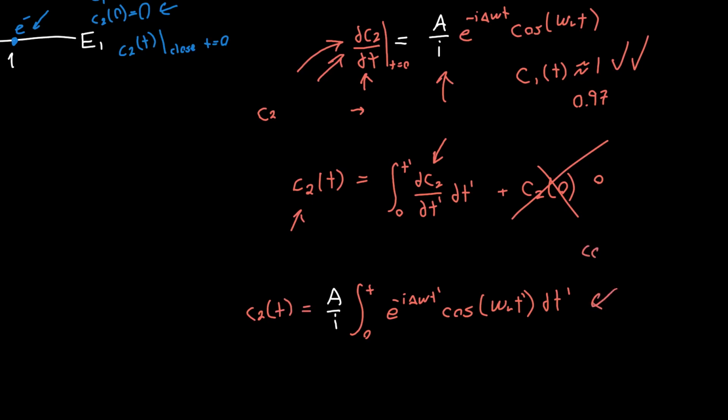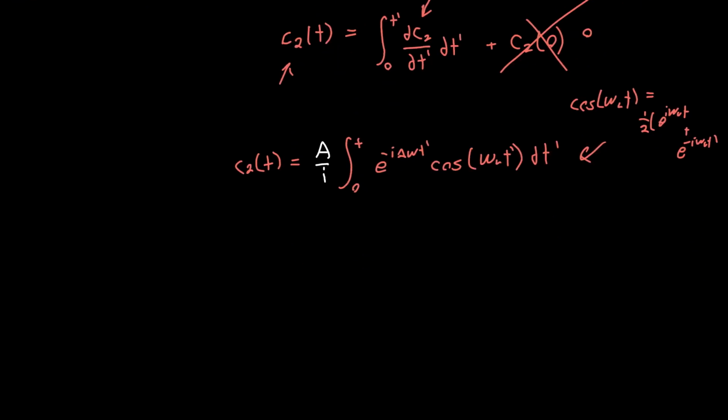And so you can actually do this integral. It's probably easiest if you expand cosine of omega_L t in terms of complex exponentials. So 1/2 times e to the i omega_L t plus e to the minus i omega_L t. And you can do this integral, and you'll end up getting that C2 as a function of time is just equal to negative A over 2 multiplied by this, and then in here we've got our first term. Well, let's actually write that in red because it's going to be a function of time.